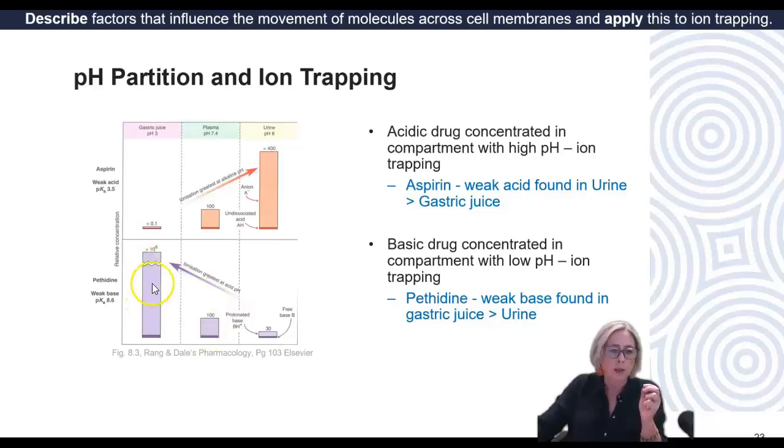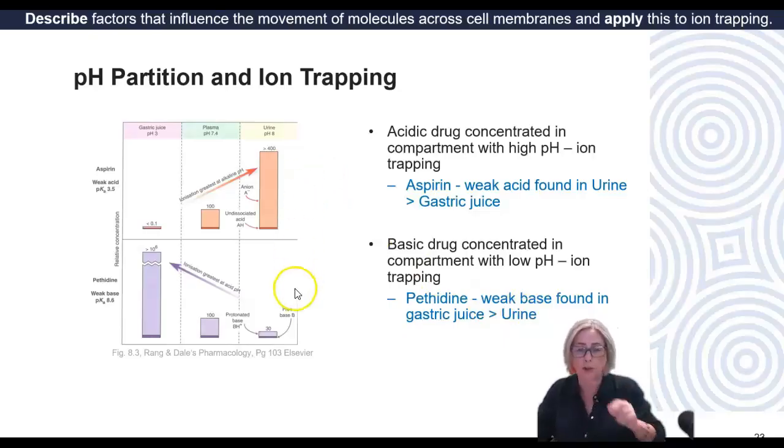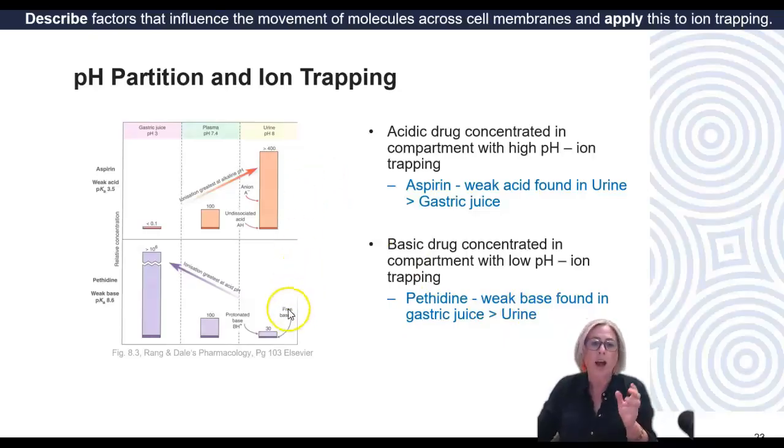But then you can see here that pethidine, being the weak base in the strong acid of the stomach, is going to be ionized a lot, right? So the basic drug will be concentrated in the compartment with the low pH, ion trapping, and pethidine is a weak base that's found in gastric juice in much higher concentrations compared to the urine of pH 8. And this is why pethidine is not normally administered via tablet form, and it's usually given subcutaneously or intramuscularly, or can be given very slowly IV.